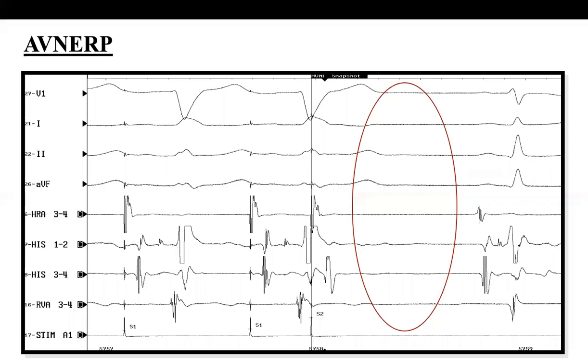For the previous slide, yes. I think the spike here, if we see the surface ECG, is the spike coming in the QRS complex. At the time of the QRS complex. So what do we call this syndrome? First of all, as we said, this is in the EP lab.